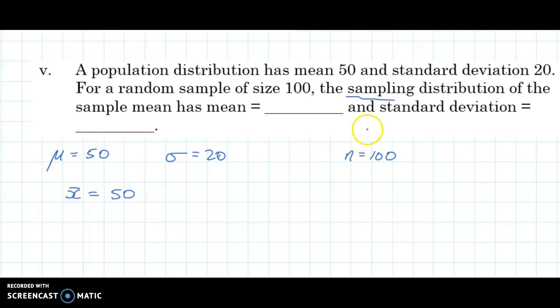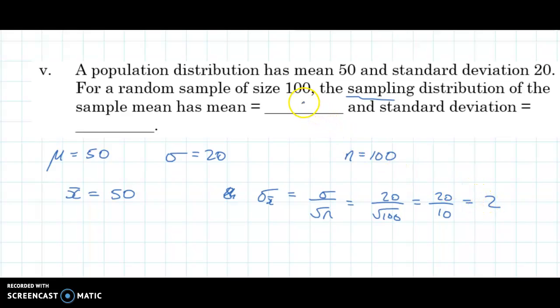Now, the standard deviation will depend on the sample size, the standard deviation of the sample. The formula is something like this, a standard deviation of the sample mean, or you could write it as sigma x bar. Well, that's going to be sigma divided by root n. So that's 20 divided by root 100. Bang that into the calculator, or 20 divided by 10, and you get 2.